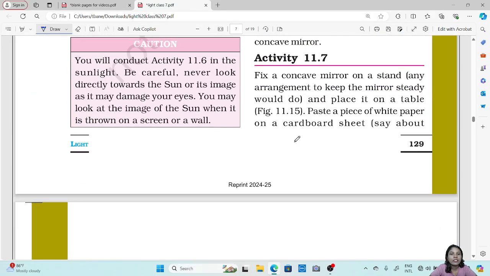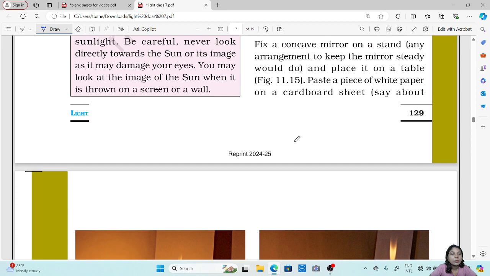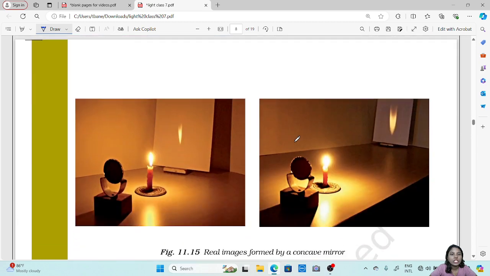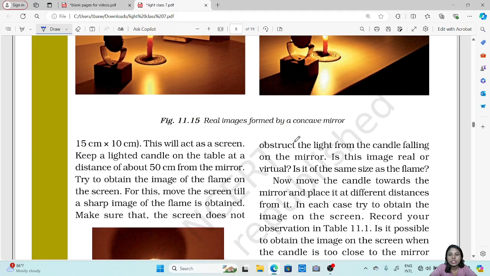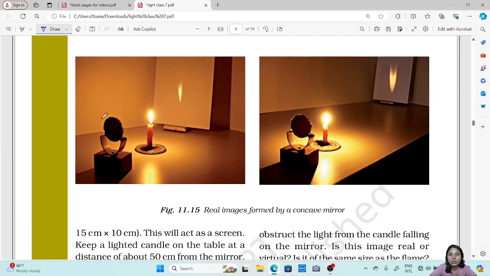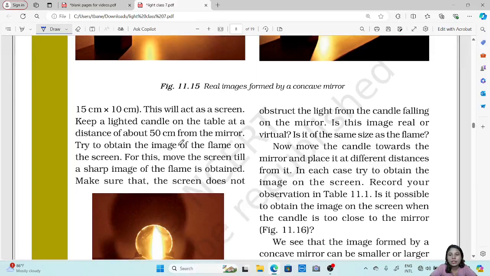So now see what they have done here is fix a concave mirror on a stand. Any arrangement to keep the mirror steady would do, and place it on a table. Paste a piece of white paper on a cardboard sheet, say about 15 into 10 centimeter. This will act as the screen. So you have placed the mirror here, and here you have placed a screen.